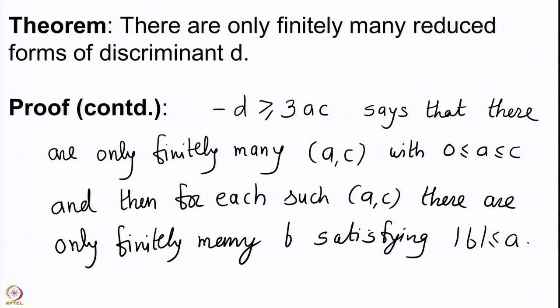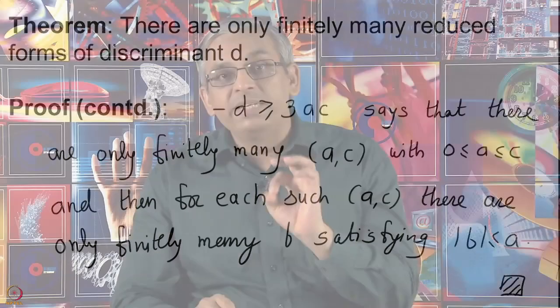So, in the end we have only finitely many positive definite forms, in fact reduced forms of a given discriminant D. What we have used is that minus of the discriminant is always going to be an upper bound for 3AC, and once you have finitely many AC, then for each A there are finitely many choices for B. So, ultimately the triples A, B, C satisfying the inequalities for the reduced forms are only finitely many, and therefore there can only be finitely many reduced forms of a given discriminant D.